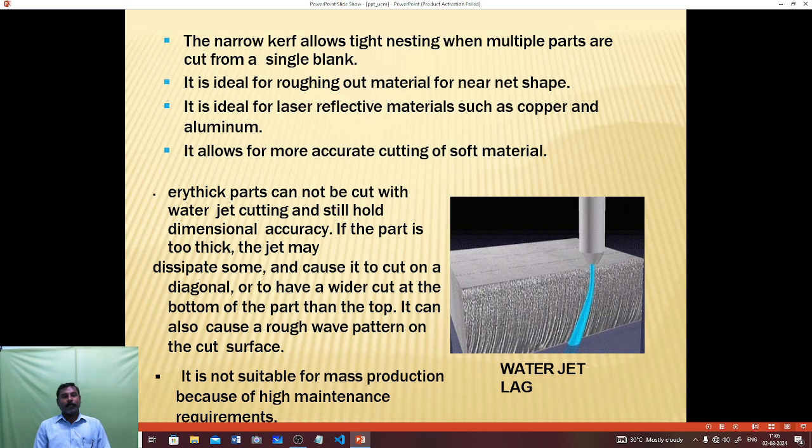It is ideal for laser reflective materials such as copper and aluminum. It allows more accurate cutting of soft material. It is not suitable for mass production because of high maintenance requirements.